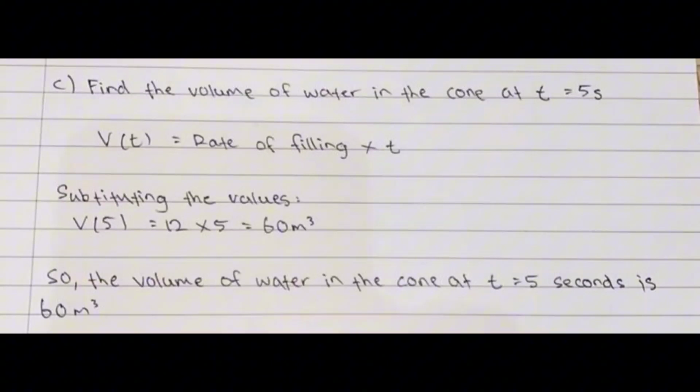The last question is, find the volume of water in the cone at t equals 5 seconds, and the solution is V of t is equal to rate of filling times t. Then substituting the values, we get V of 5 equals 12 times 5, equal to 60 cubic meter. So the volume of water in the cone at t equals 5 seconds is 60 cubic meter. So I have done my part, and the next question will be answered by Is.